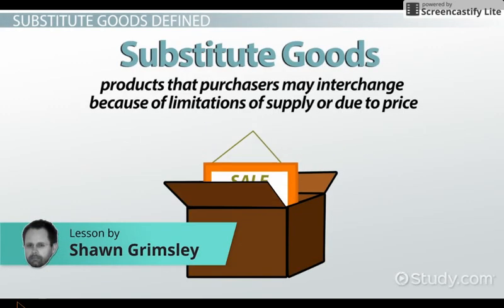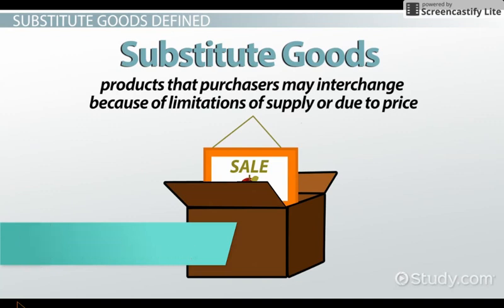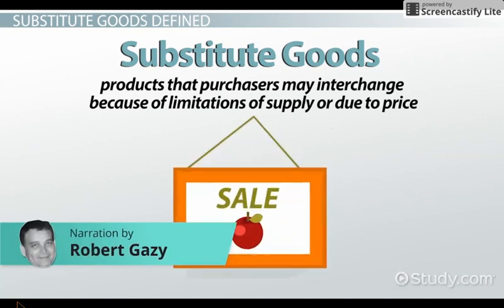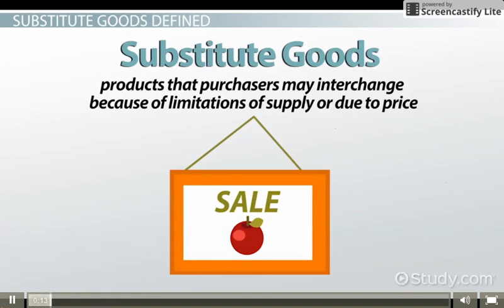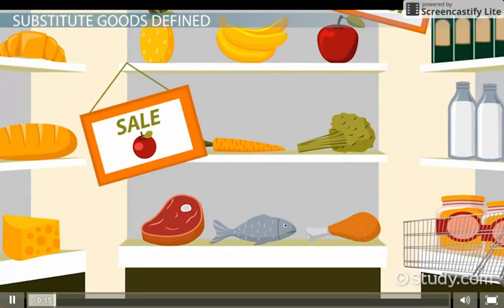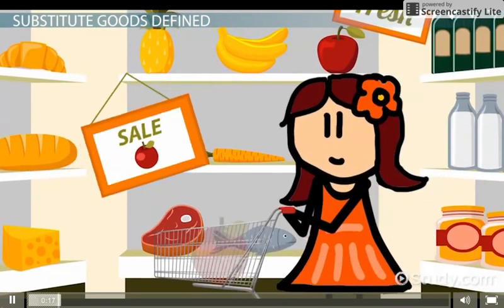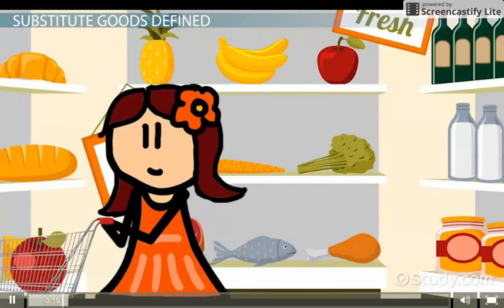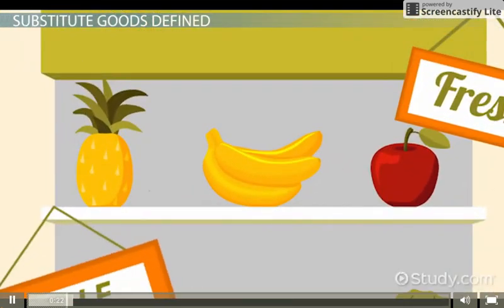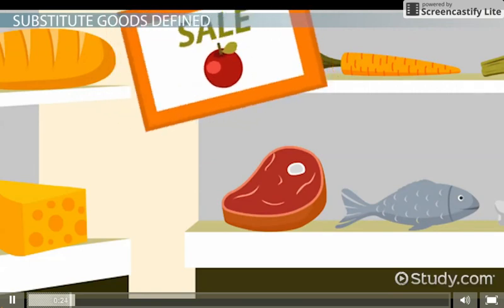Substitute goods are products that purchasers may interchange because of limitations of supply or due to price. Some products are more amenable to substitute than others. For example, substituting a Fuji apple for a Gala apple is a better substitute than substituting a Fuji apple for a banana, and a pork chop is even less of a good substitute.